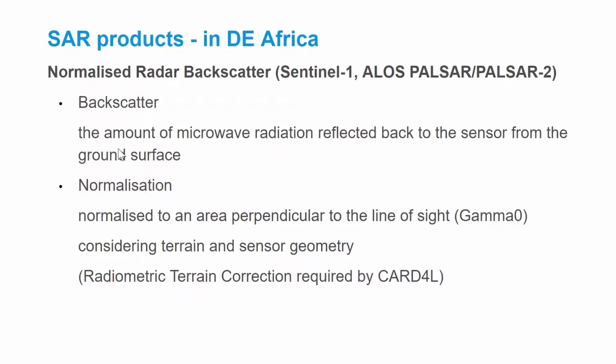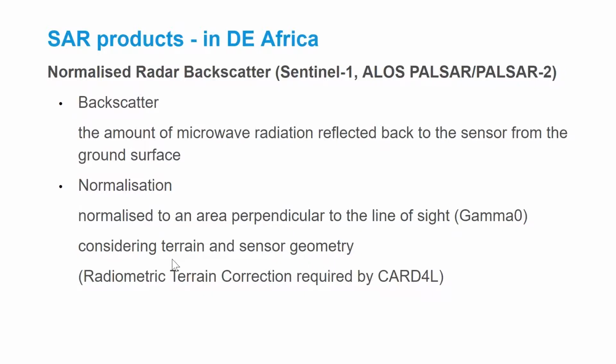So this is only an intensity measure, but at the sensor. And by normalization, that means this measurement or value is normalized to an area perpendicular to the line of sight. So it's called gamma null. There are different ways you can normalize the radar data, but this is really so that if you normalize to the same area, then you can compare signal from different areas and different look angles.